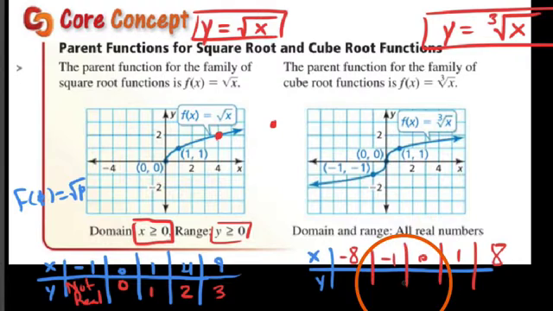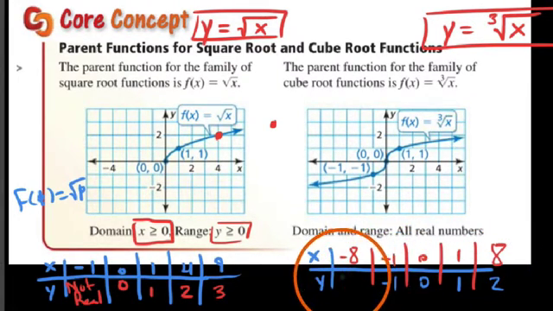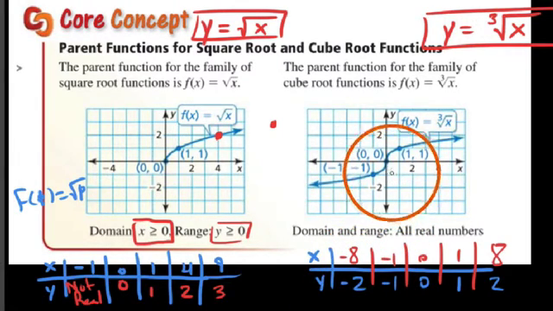Sorry for the discrepancy in color here, but if we said the cube root of 0, of course the cube root of 0 is 0, the cube root of 1 is 1, the cube root of 8 is 2, the cube root of negative 1, believe it or not, is negative 1. The cube root of negative 8 is negative 2. So if we put all these points on our graph, what I want everybody to see here is this.